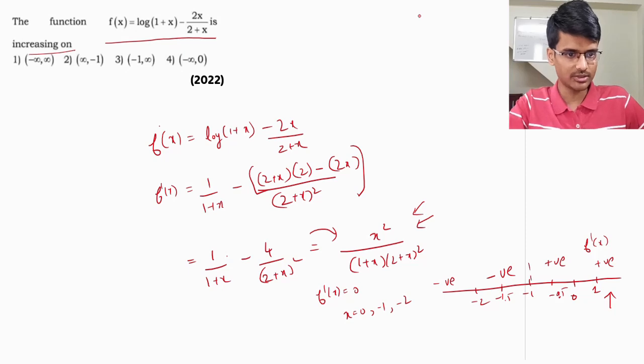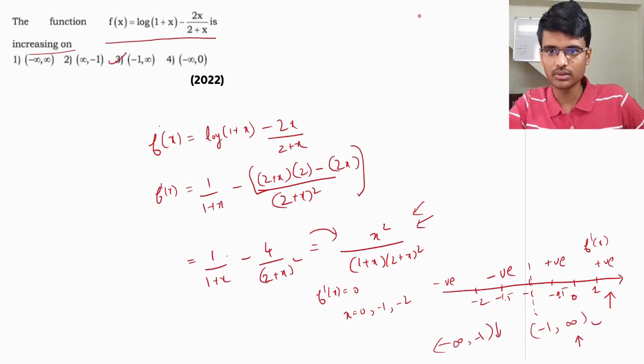That means between minus 1 and infinity it is increasing, and from minus infinity to minus 1 it is decreasing. So the correct answer is option 3. It is increasing between this interval, right? Minus 1 to infinity. So this is how you solve these kind of questions. Okay, moving on.